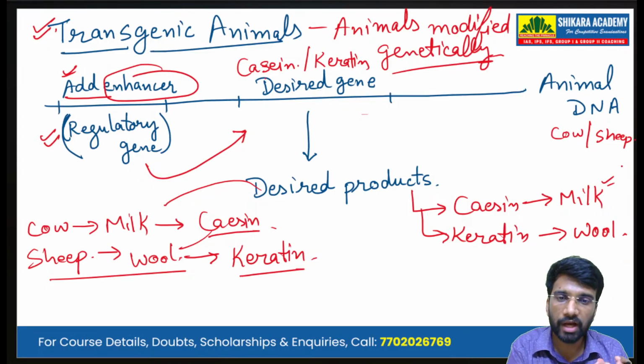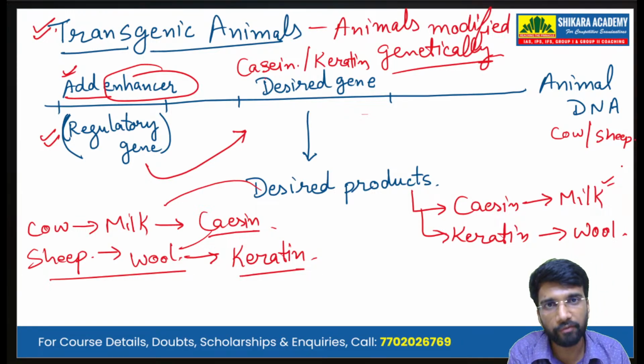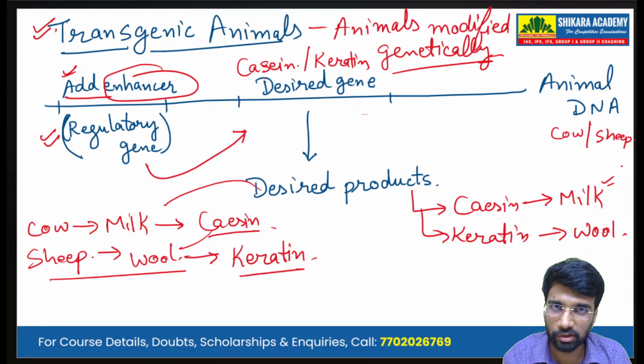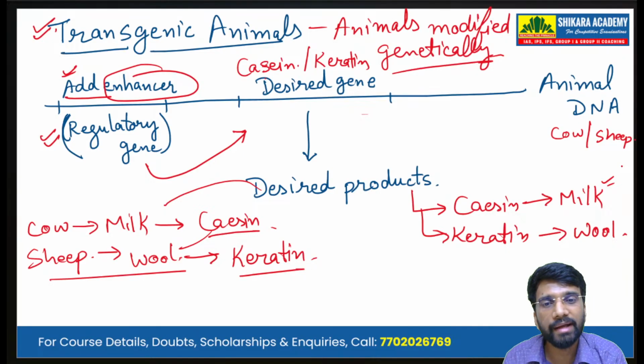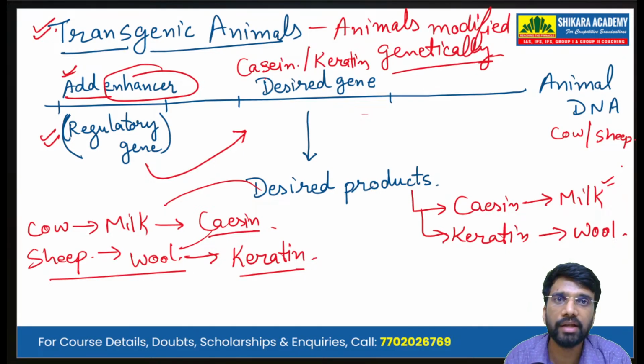So we are modifying the genetics of the particular animal by adding an enhancer in order to enhance the yield that we are getting from that animal. So that is the concept of transgenic animals. That's all for today's class. We have discussed the applications of biotechnology. There are a couple of applications left that we can discuss in the subsequent classes.